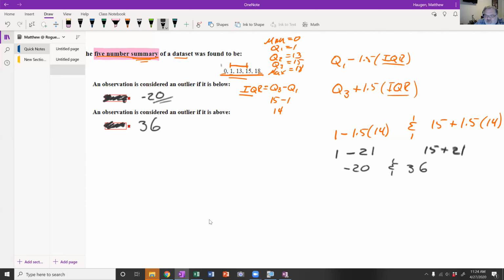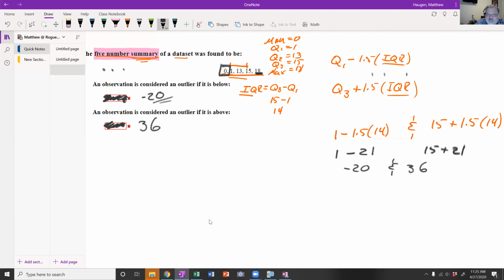Now, oftentimes people say, yeah, but we're told the minimum is 0. You're told the minimum non-outlier is 0. So there certainly could be a handful of points way down in the negatives. We're told the maximum non-outlier is 18. There could be points out here above 36.